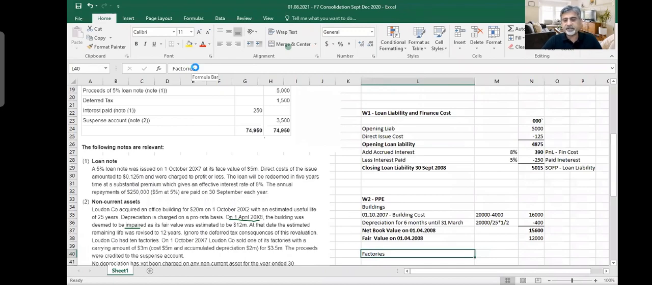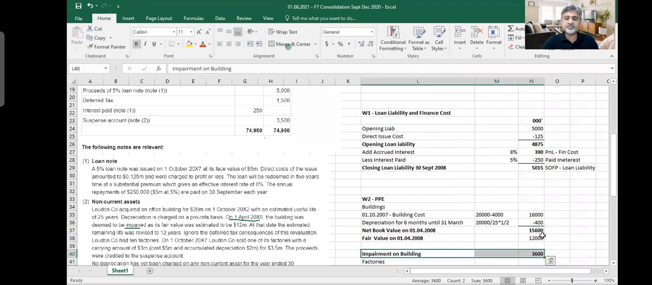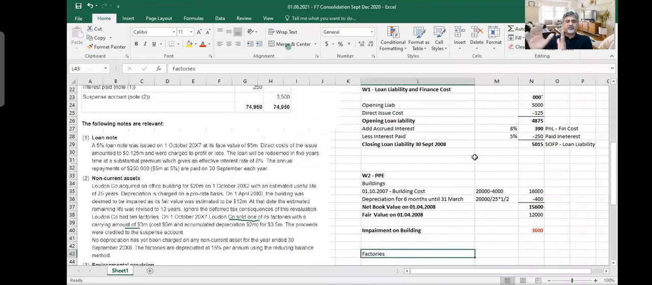So it means that there is an impairment. So this is impairment on building. The impairment value would be 3.6 million. Now, this 3.6 million will be charged to my income statement. We did not charge it to the income statement. So what goes to the income statement with reference to this building?